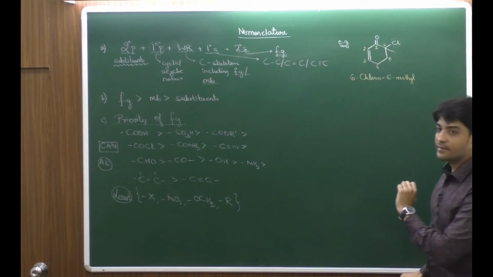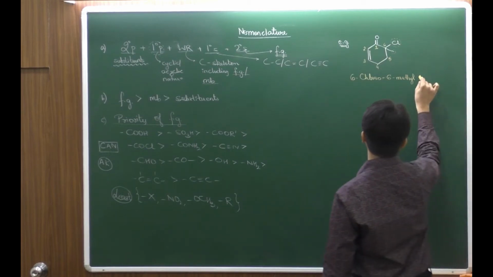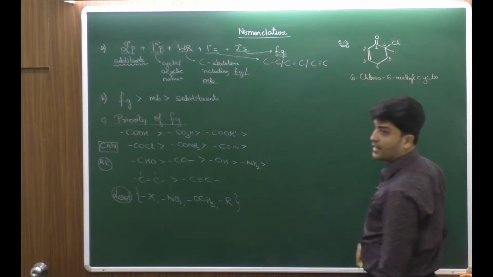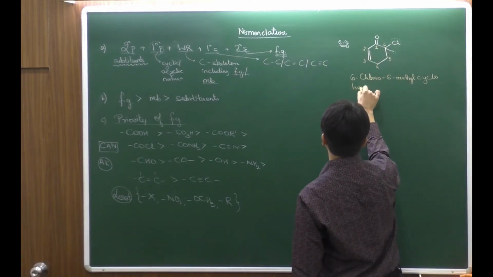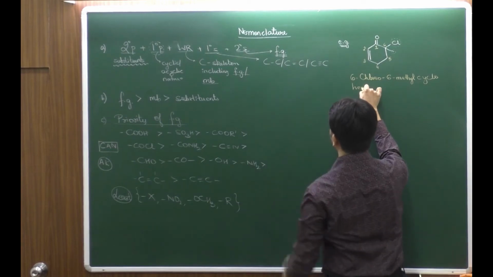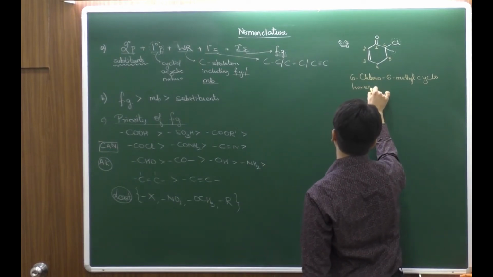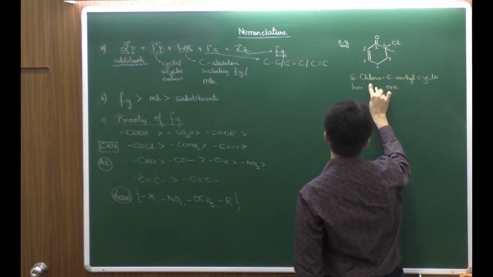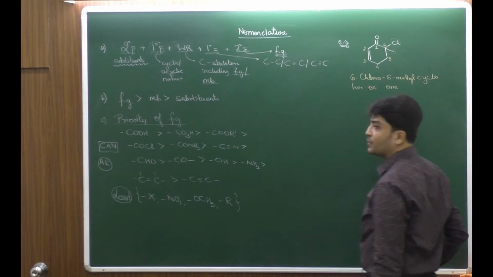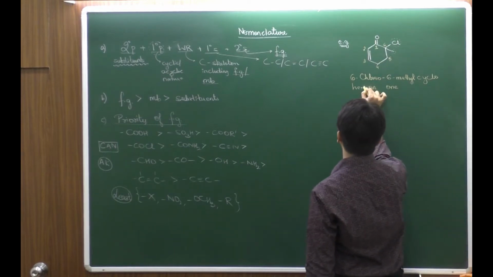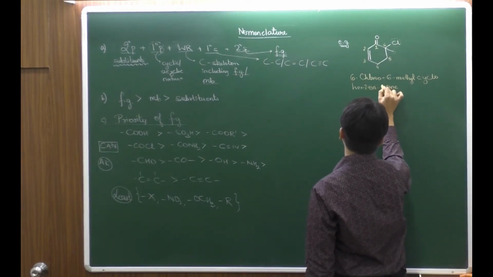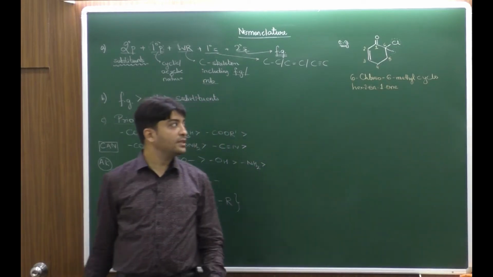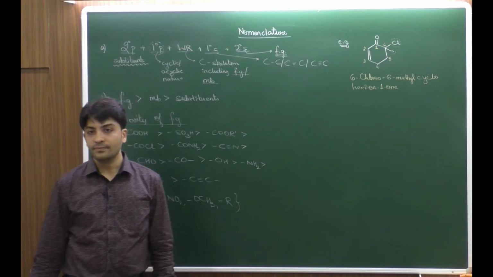Then is there a cyclic ring? Yes, so you have to prefix cyclo. The word root is with respect to the final number, which is hex. Then is there a single, double or triple? There is a double, so it is ene. And the main functional group is ketone, which is one. Also the positions of ene and one need to be added. So ene is between 2, 3, so it's 2. One is on 1, so it is 1 one. 6 chloro, 6 methyl, cyclohex 2 ene, 1 one.